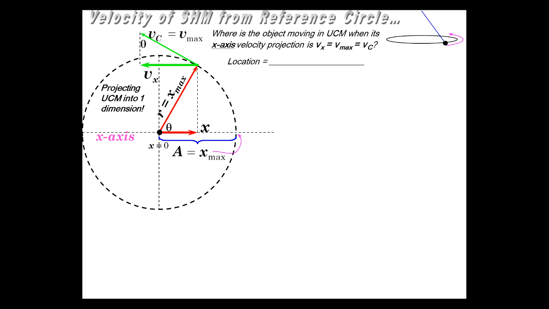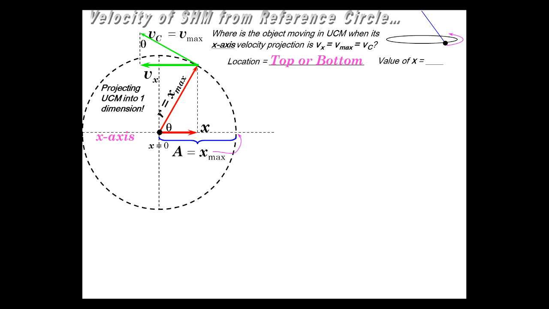And now, the question I have is, where is the object moving in uniform circular motion when its x-axis velocity is at the maximum it ever gets, Vmax, which is also the circular motion velocity? So where in this circle, looking from above or below, is this going to be the same value as the circular motion velocity? Well, hopefully that makes sense, and you have an answer for that. Isn't it going to be when it's right here, when this is all projected horizontally of the same length? So the location is the top or bottom of the circle.